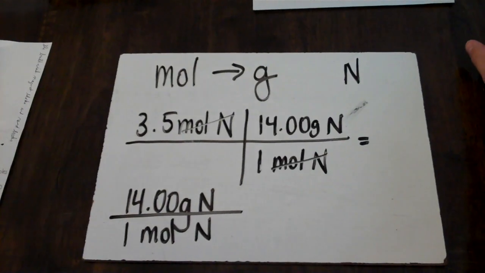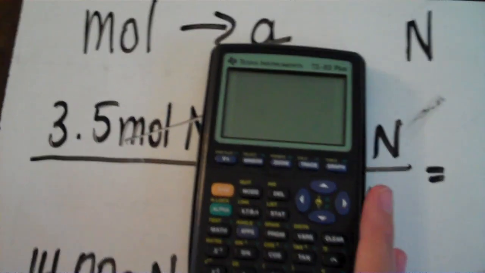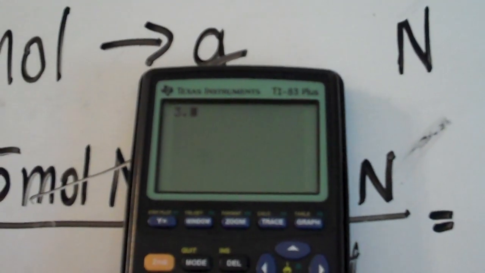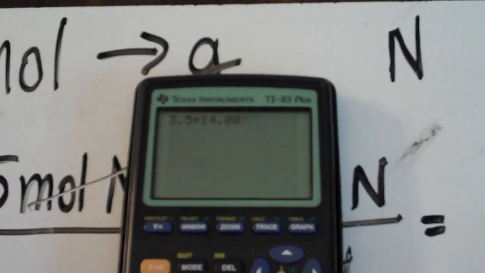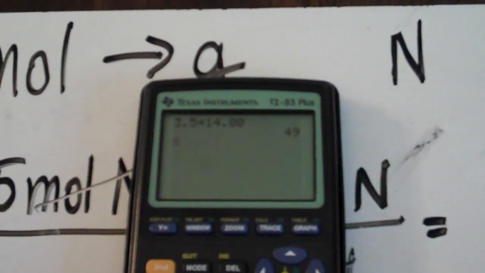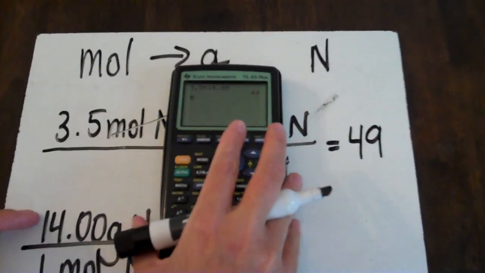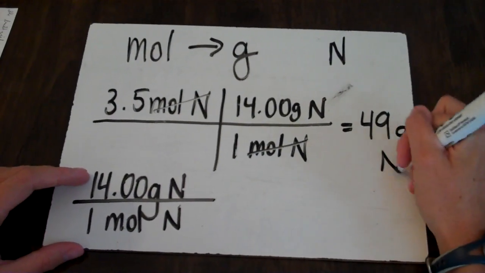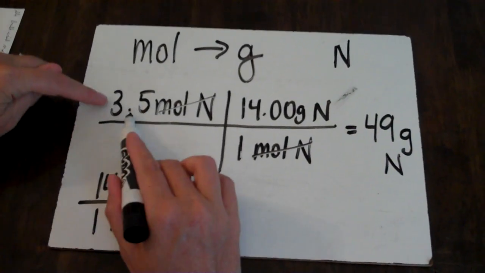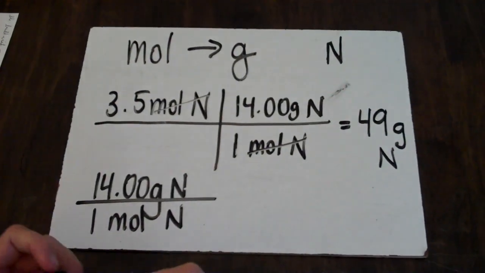Now it's a matter of a quick plug and chug in our calculator. What you're going to do is type in 3.5 times 14, and you can put in the 2 zeros if you want to, it doesn't matter. And then you're going to get the number 49. And the question is 49 what? 49 grams of nitrogen. So we've taken 3.5 moles and we've converted it to 49 grams.